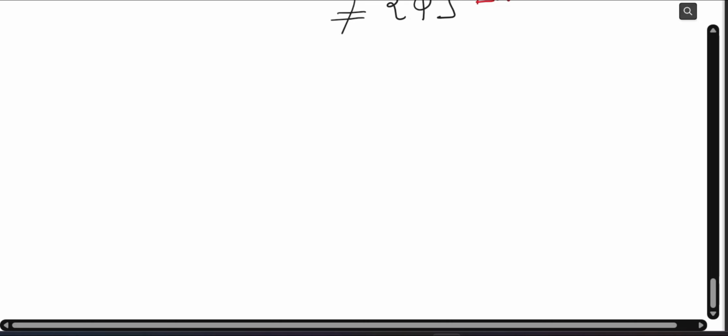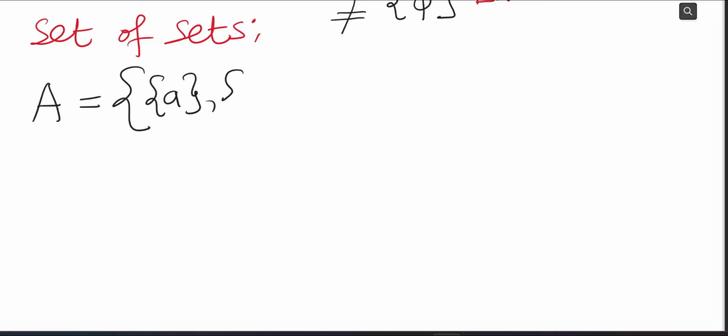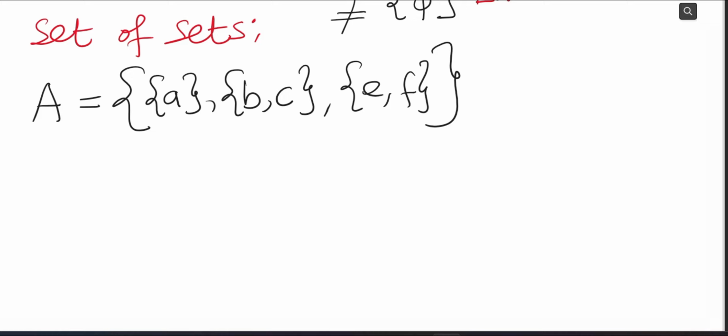Now, the next example, we look at sets of sets. Funny enough, I can form a set A which contains some other sets. Clearly, I can see that the set A contains other sets. So this is what we call a set of sets. So basically, a set of sets is a set containing other sets as its elements.